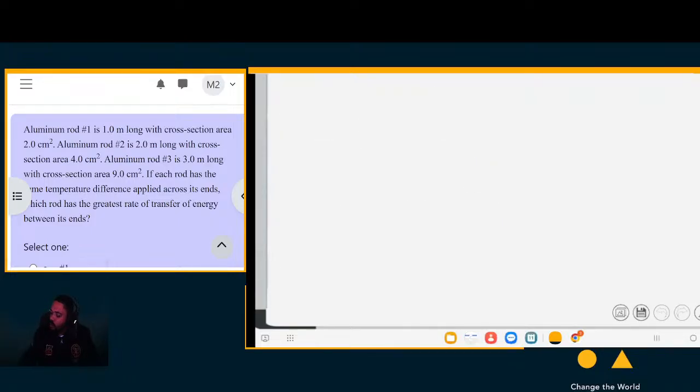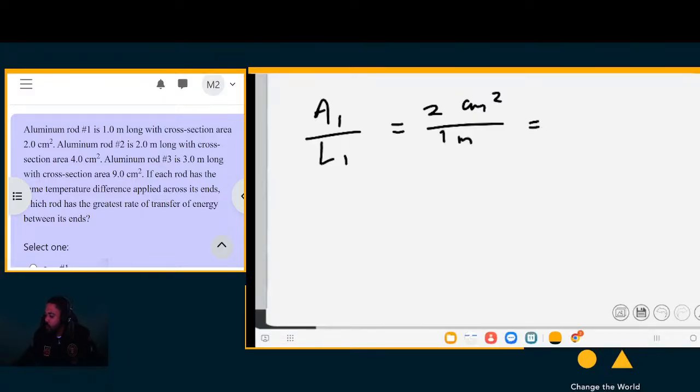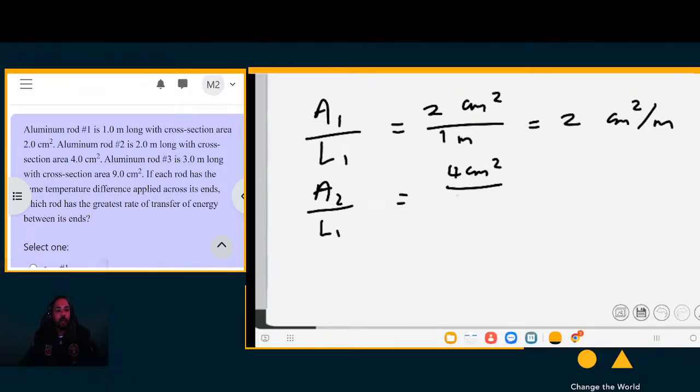Now let's work out the ratio of area over length for rod number 1, and I'm going to use the units as given. We have the area as 2 square centimeters, while the length is 1 meter. I know you can convert to square meters, but in this case we're just looking at the ratio, so this is good enough. So it's 2 centimeters squared per meter. Then for number 2, it's 4 square centimeters divided by a length of 2 meters. That gives us 2 centimeters squared per meter. So these two are exactly the same.